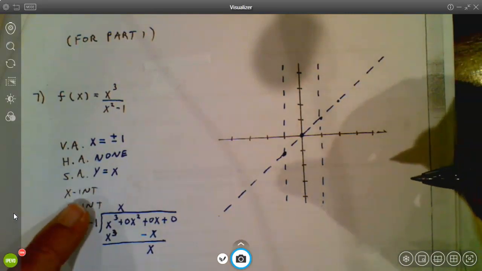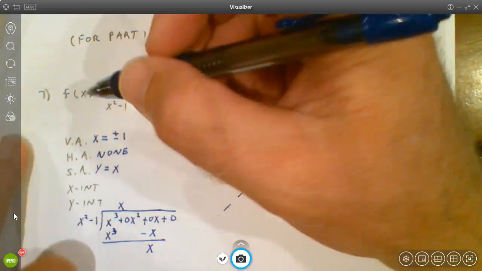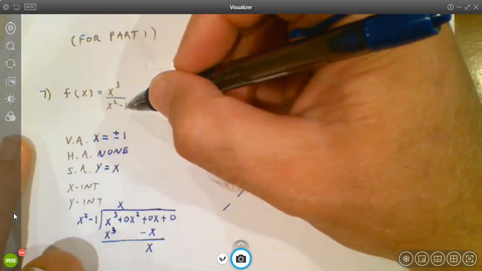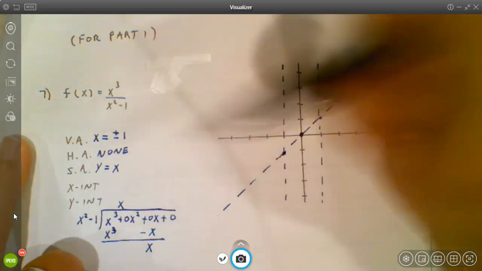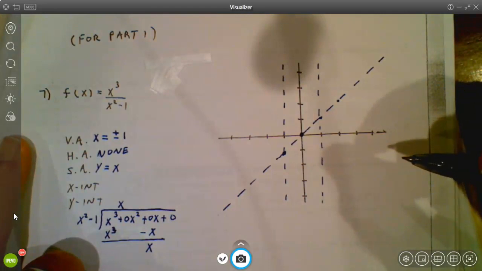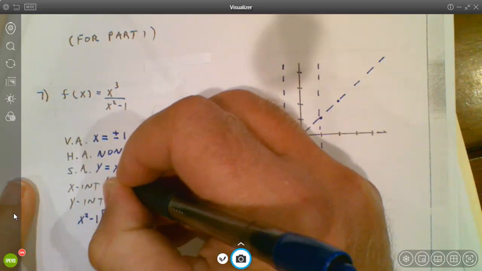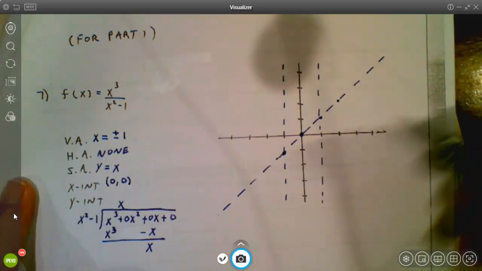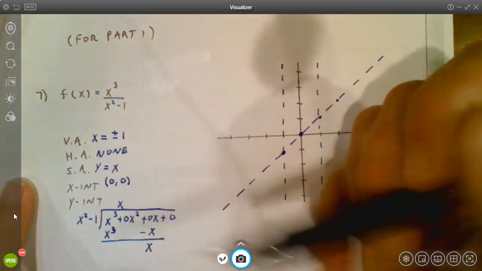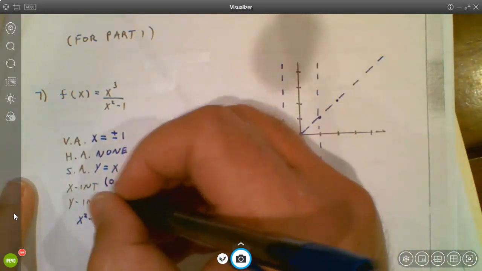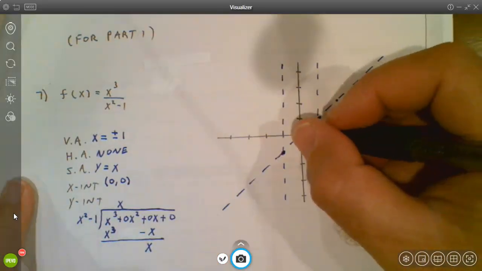If I set the whole thing equal to 0, I can get the x-intercept. If this is 0, well, if I multiply this over, it's still going to be 0 equals x to the third, which tells me 0, 0 is an intercept. If I plug in a 0 for x, I get 0 over 0 minus 1, which is still 0. So again, that's going to be my only intercept, right there at 0, 0. So that matters.